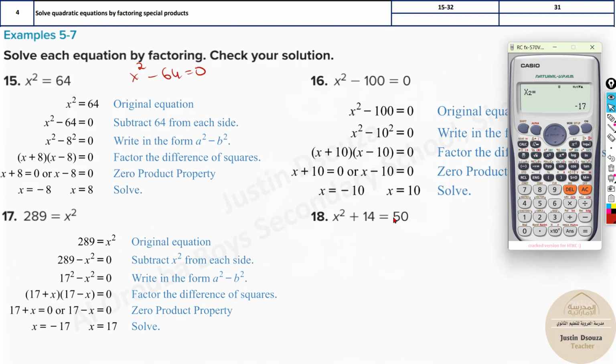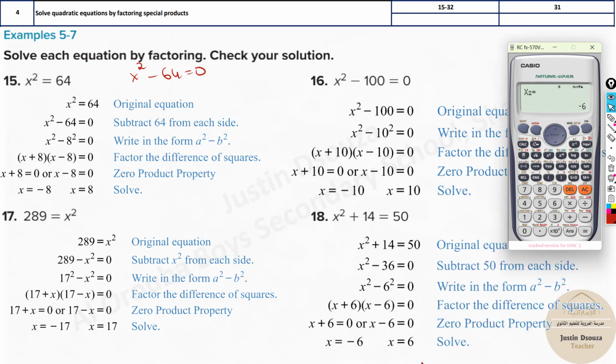Here what you need to do is take 50 to the other side. It'll be minus 50 plus 14. So you can write it as minus 36. Or just write it out over here. 1, 0 and lastly we have plus 14 minus 50. It'll solve it directly and take the answer. See over here, it's minus 36.